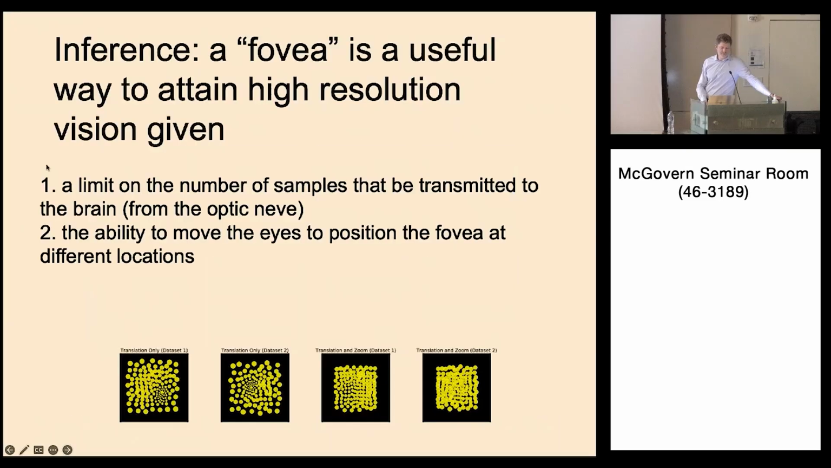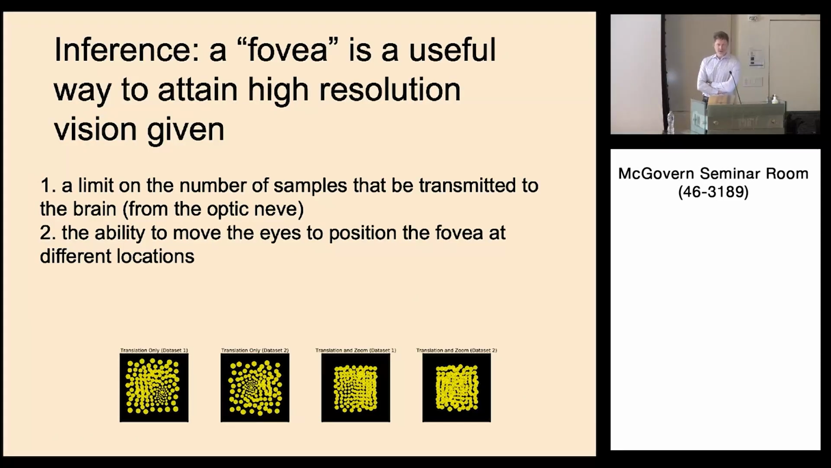So what do we learn from all of this? The inference you should make here is that this is evidence that a fovea is a useful way to attain high-resolution vision, given one, a limit on the number of samples that can be transmitted to the brain from the optic nerve, and two, the ability to move the eyes to position the fovea at different locations. It seems that biological vision has evolved this strategy that's just a good sampling strategy for being able to solve tasks.